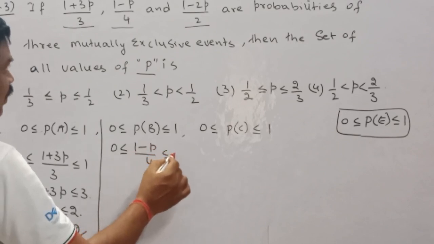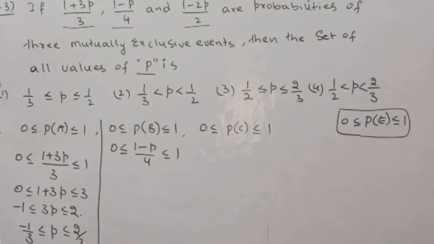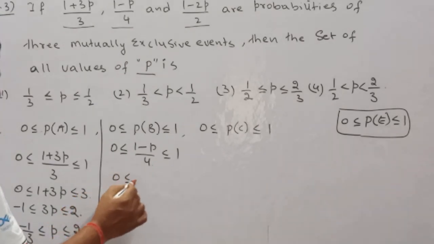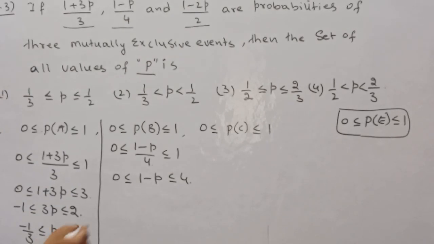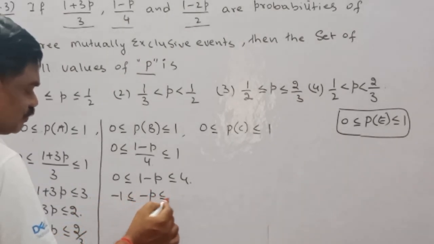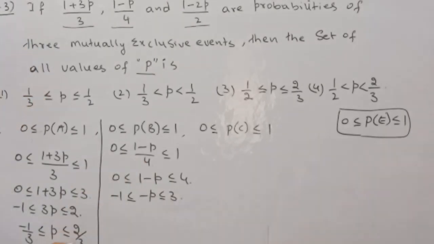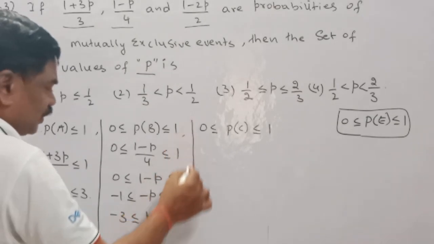For this one, you see 0 is less than or equal to P of B, (1 minus p) by 4, less than or equal to 1. So 0 is less than or equal to 1 minus p, less than or equal to 4. Then minus 1 is less than or equal to minus p, less than or equal to 3. Then here minus 3 is less than or equal to p, less than or equal to 1.